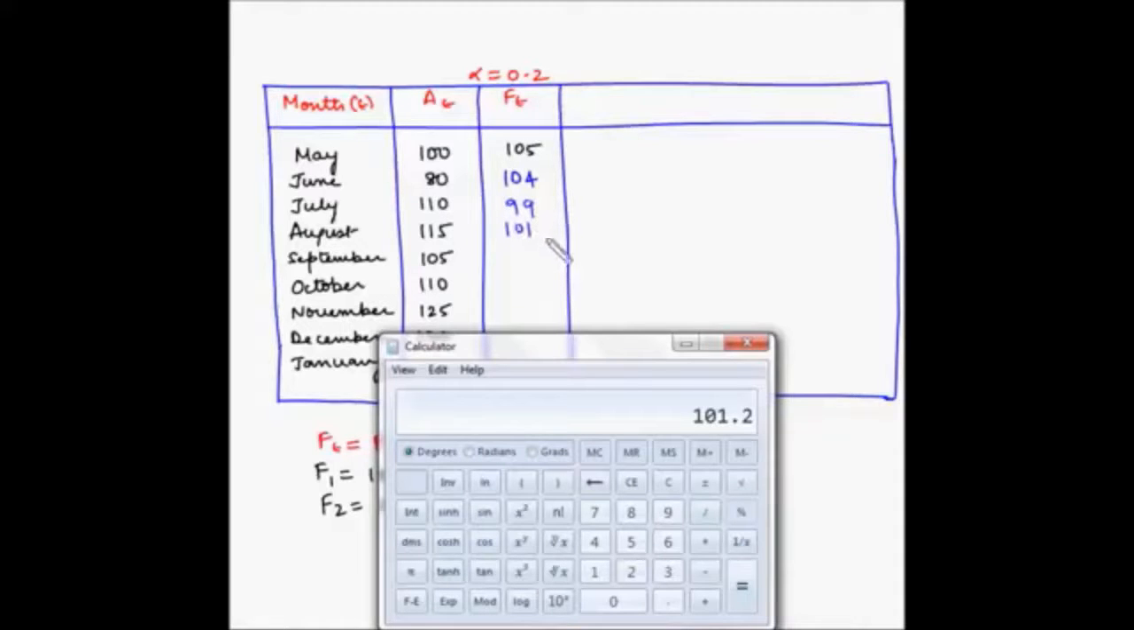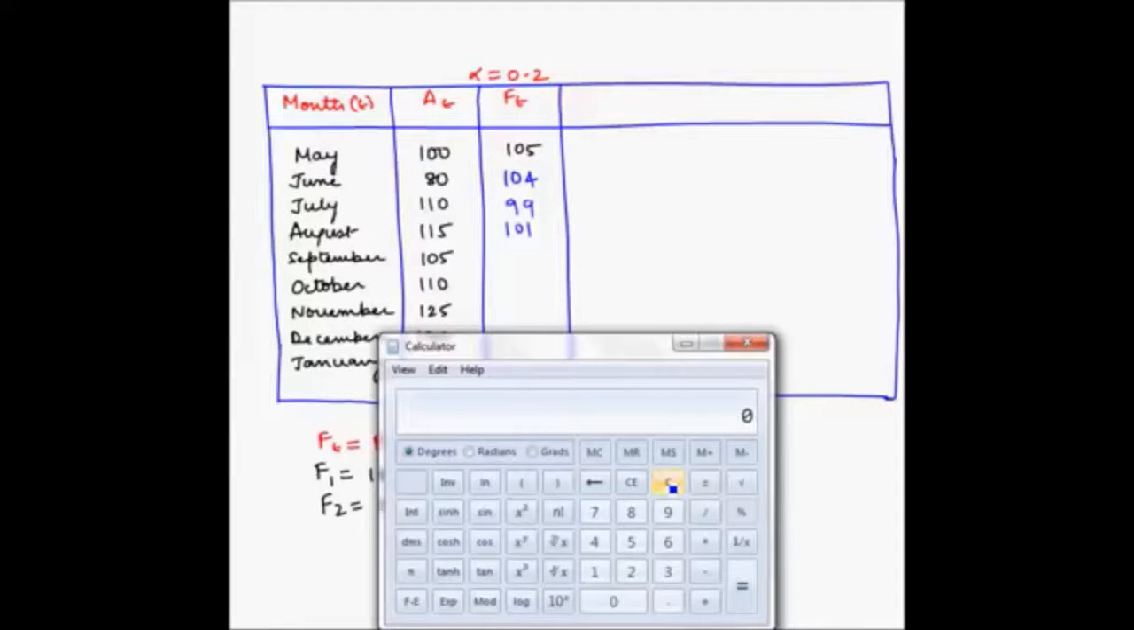Now you can do it two ways. You can either round off the values and then calculate the subsequent values using the rounded off number, or you can continue calculating with 1 decimal point. If you calculate with 1 decimal point, the calculation may be a little more tedious, but it may be more accurate. So that I'll leave up to you.